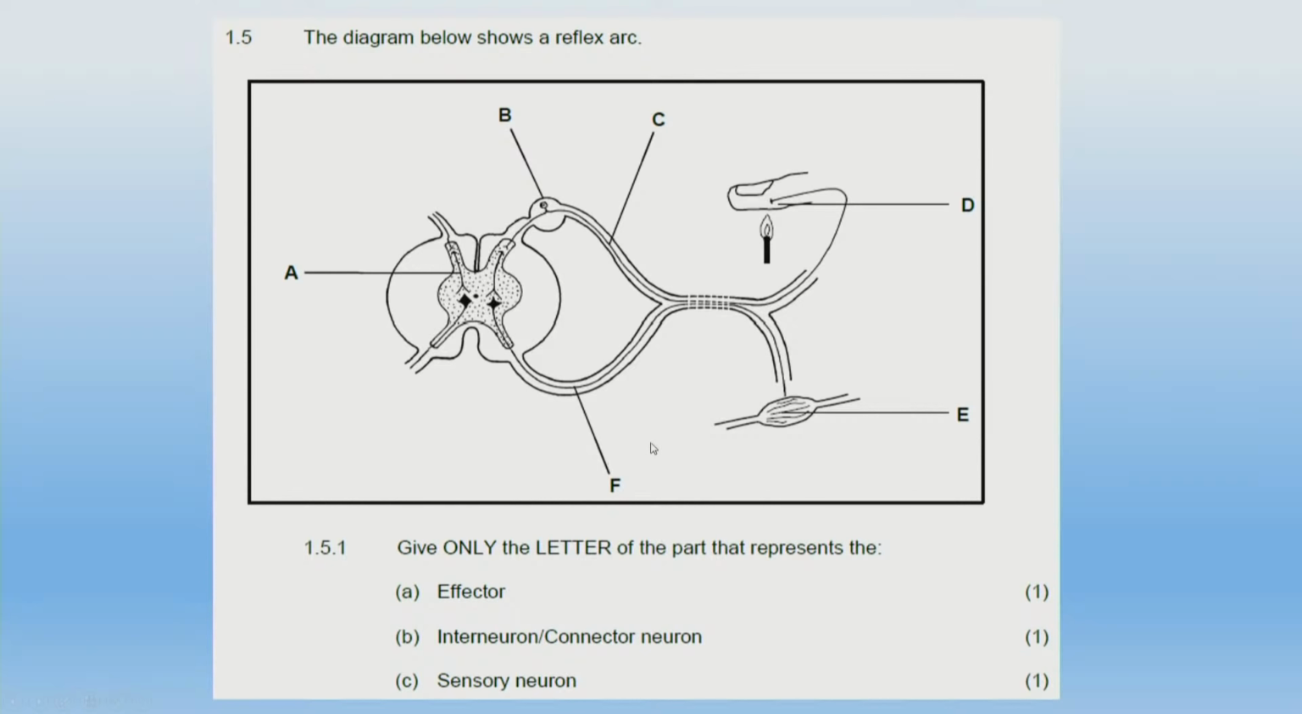When you look at this diagram, the part that represents the effector is part E. And then B, the interneuron or connector neuron, is represented by part A. And then C, the sensory neuron. Remember that sensory neuron is represented by part C. So as I have said, please make sure that you are able to identify these parts.